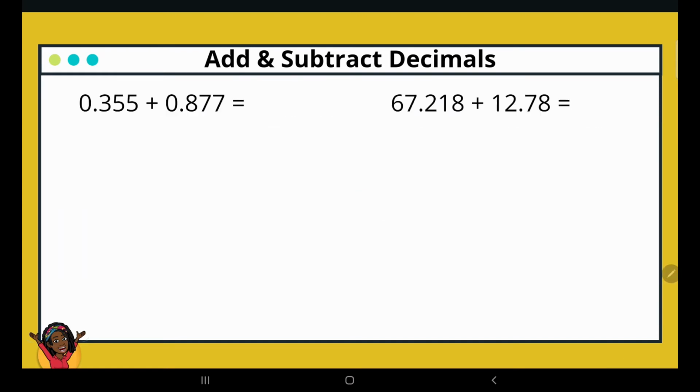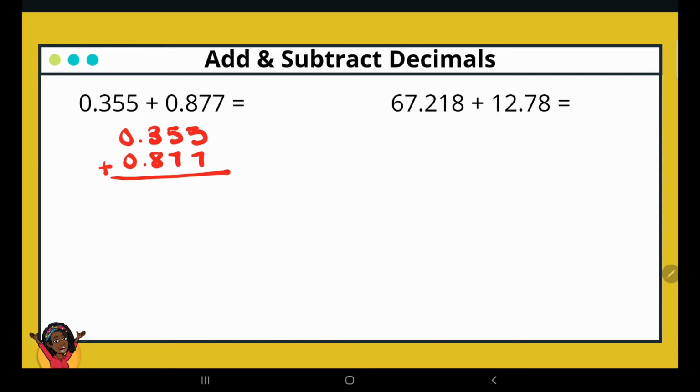So let's take a look at these two examples here. We no longer have the organizer, but if you feel that you need it, go ahead and draw one for yourself. So I'm going to start off by stacking my numbers, 0.355, 0.877, and here we are adding.